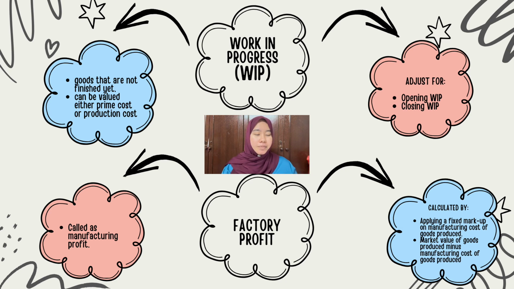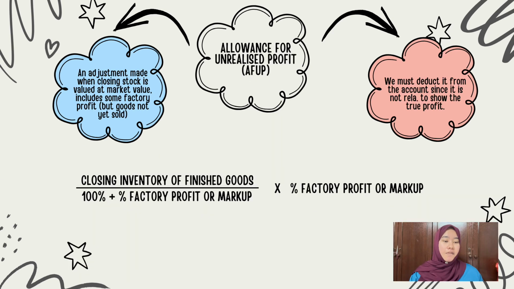closing WIP. Next, we have factory profit, also known as manufacturing profit, and it can be calculated by applying a fixed markup on the manufacturing cost of goods produced, or by the market value of goods produced minus the manufacturing cost of goods produced. Next, we have AFO, which is allowance for unrealized profit. It is an adjustment that is made when you want to close the stock.